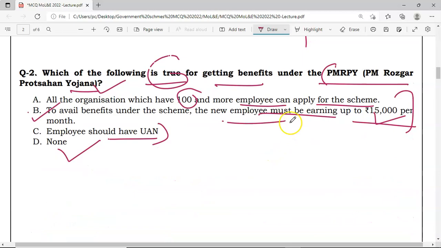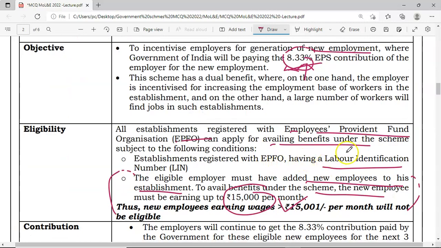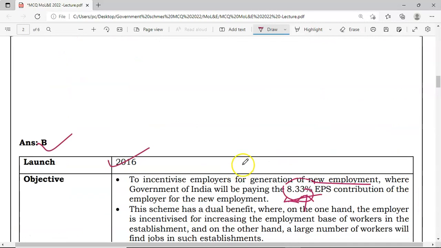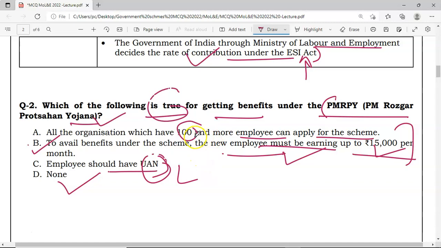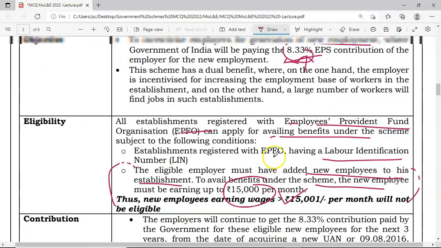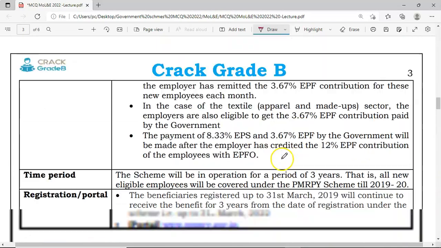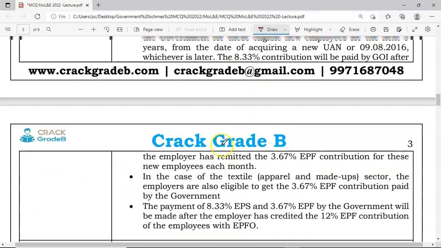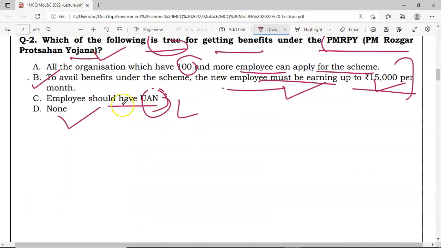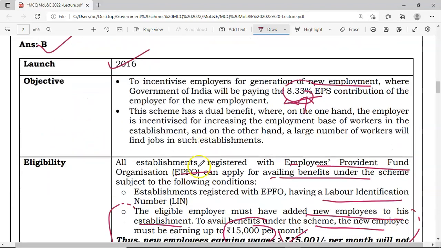So this was in our option. It should not have a UAN, it should have a labor identification number, that is known as LIN. And all the organizations which have 100 and more employees, no, there is no such option. So our option for this scheme is correct. Option B is the only correct option for this question.